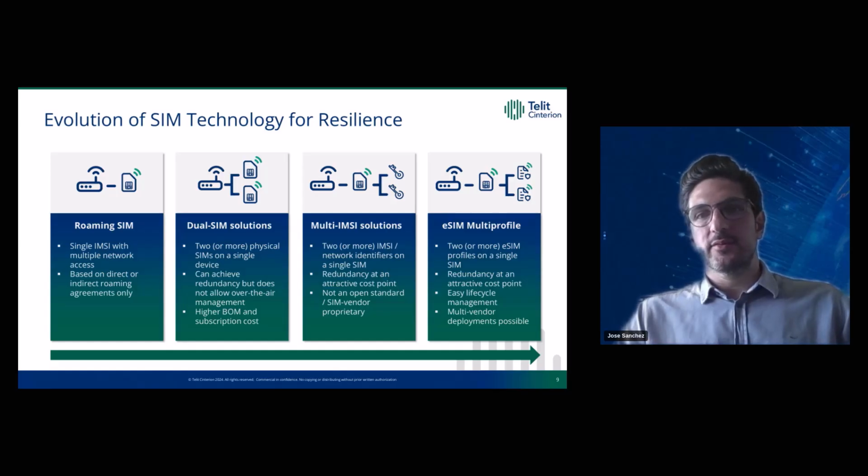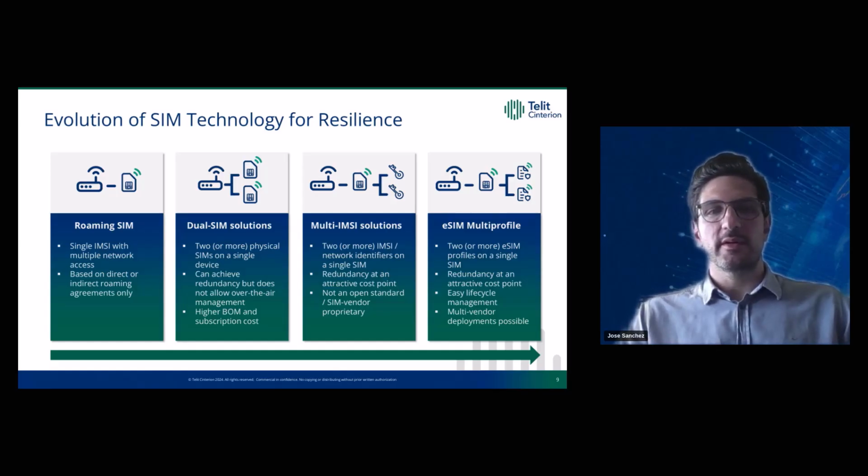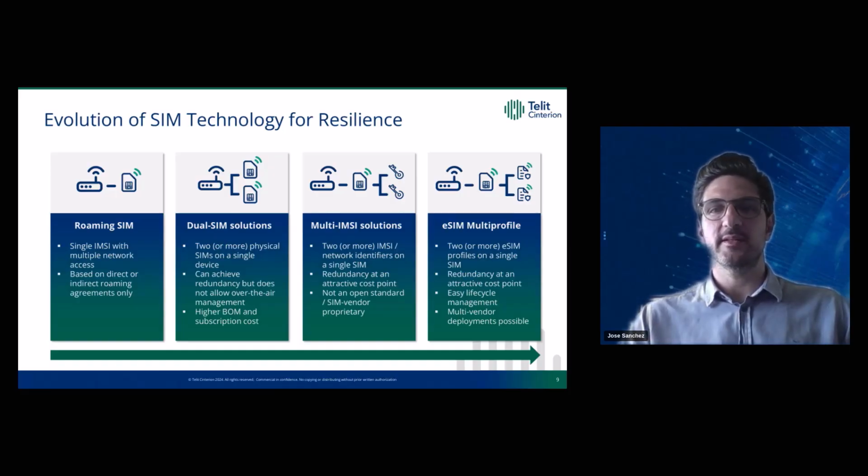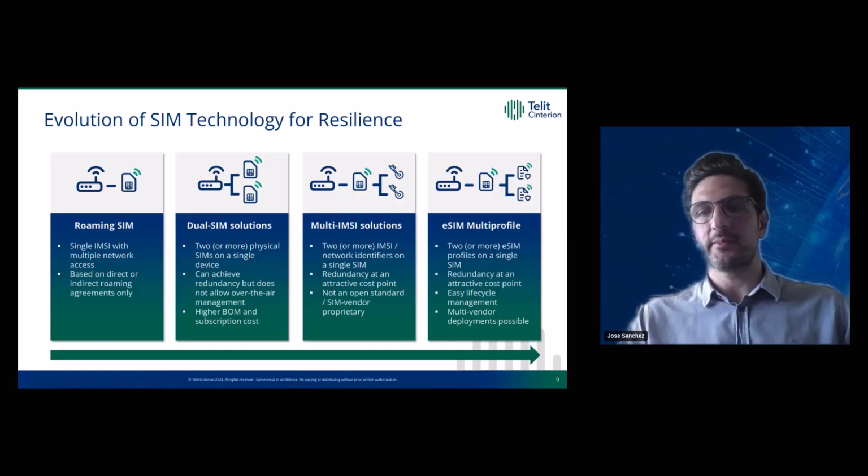The last evolution, which we're going to focus on during the rest of the presentation, is the eSIM, right? We call this here eSIM multi-profile because an eSIM can support multiple MNO profiles. These are fully standardized, and they can be remotely upgraded. There's no specific limit to the number of profiles that can be used in a single eSIM. You can have as many profiles as the eSIM memory supports.